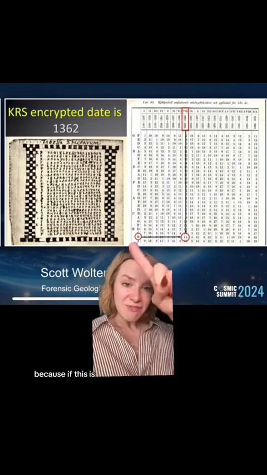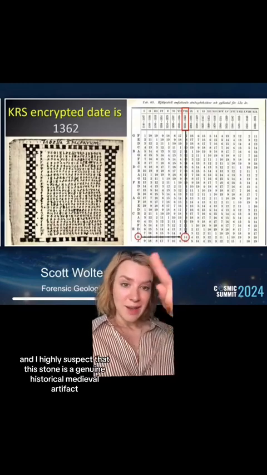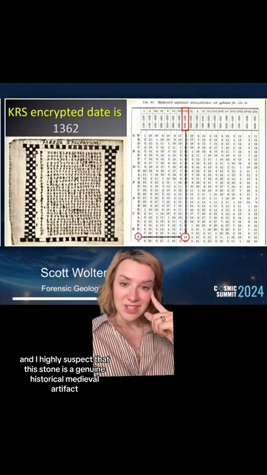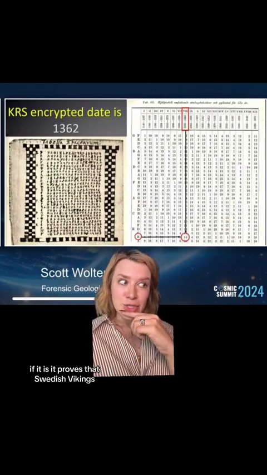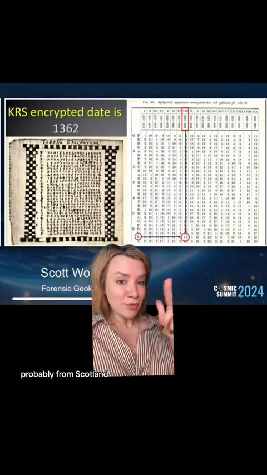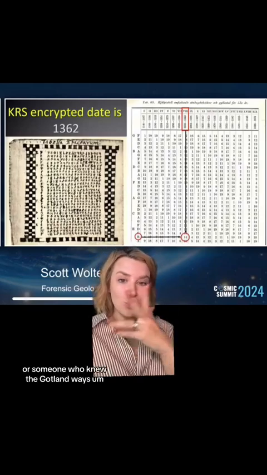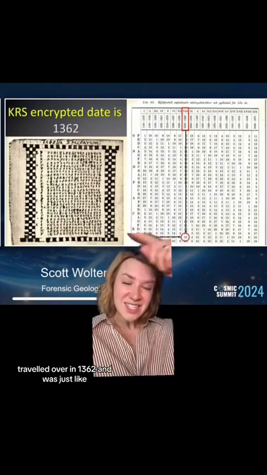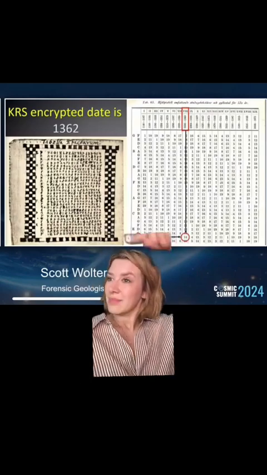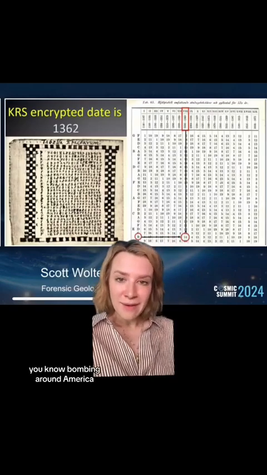Because if this is, and I highly suspect that this stone is a genuine historical medieval artifact, it proves that Swedish Vikings, probably from Gotland, or someone who knew the Gotland ways, travelled over in 1362 and was just bombing around America.